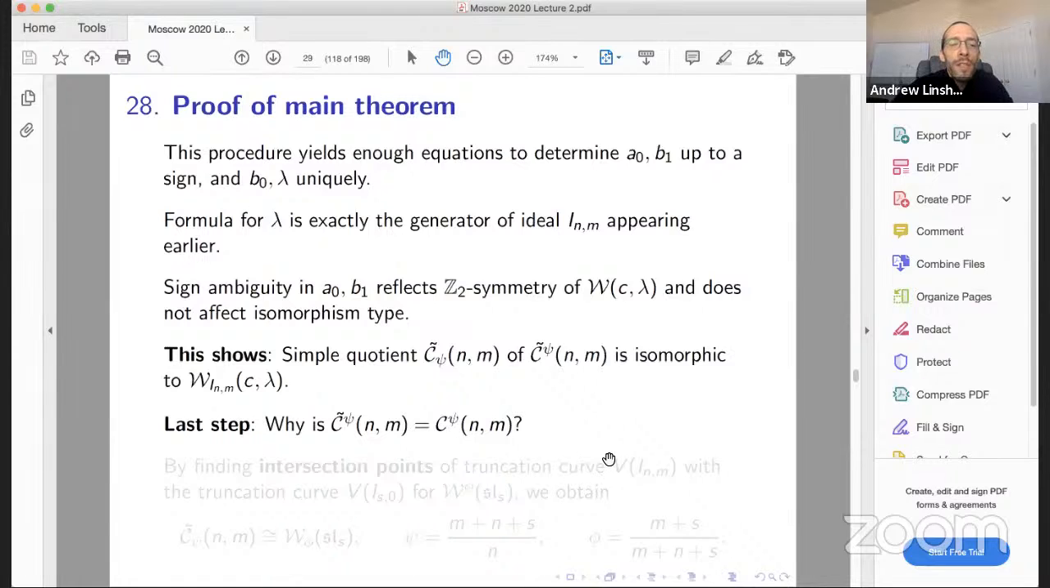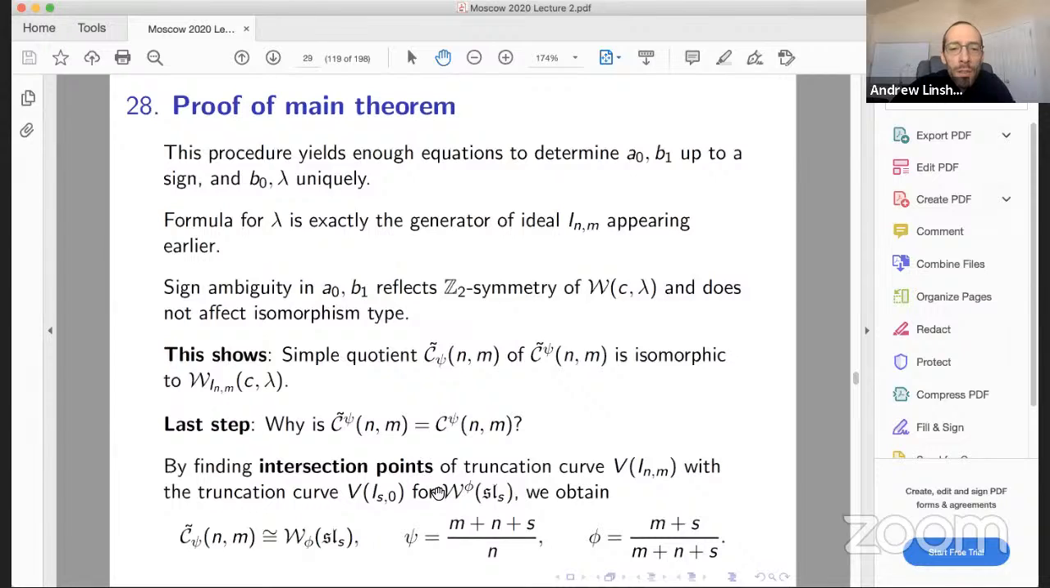In order to do this, I want to find some coincidences between the simple quotient of this algebra and the principal W algebra of type A. One of the things that's nice about having these curves is you can find intersection points of these curves. It turns out all the curves intersect at rational points. If one curve intersects another, then at that point we have a coincidence.